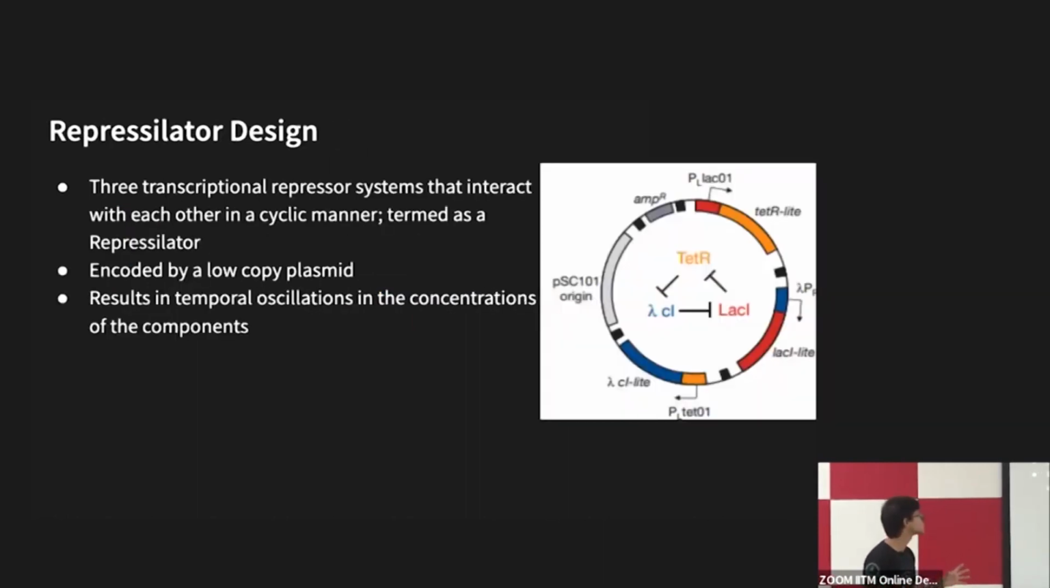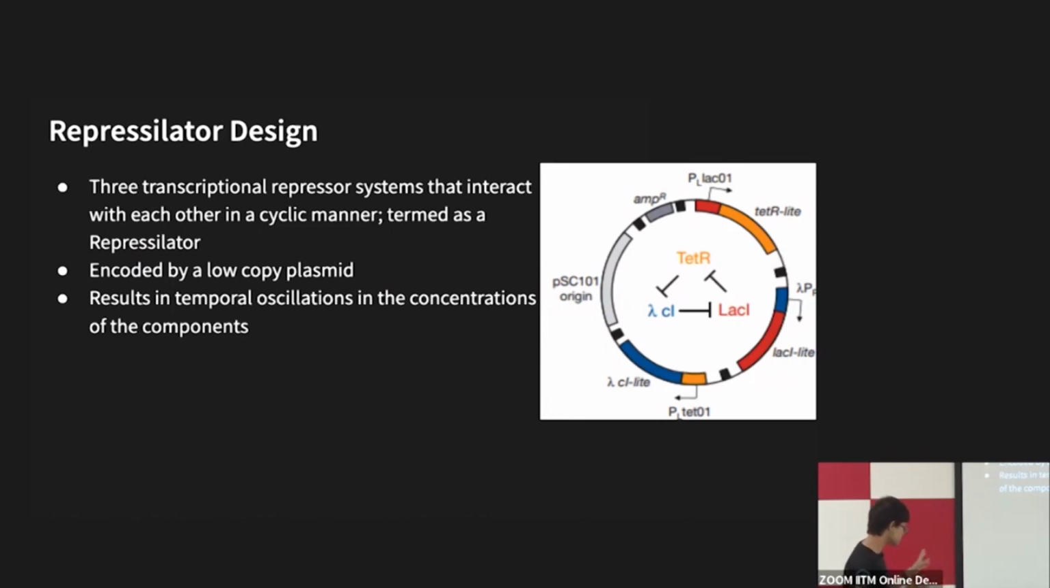Now, coming to the design of the entire system. So these three transcriptional repressor systems, you'll have the TETR, LACI, and CI genes. They interact with each other, and this entire system is called the repressilator. And it's going to be encoded in a low-copy plasmid.